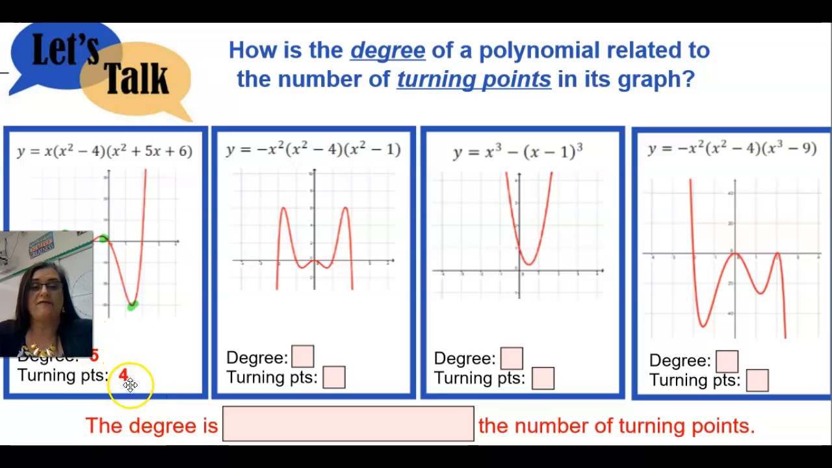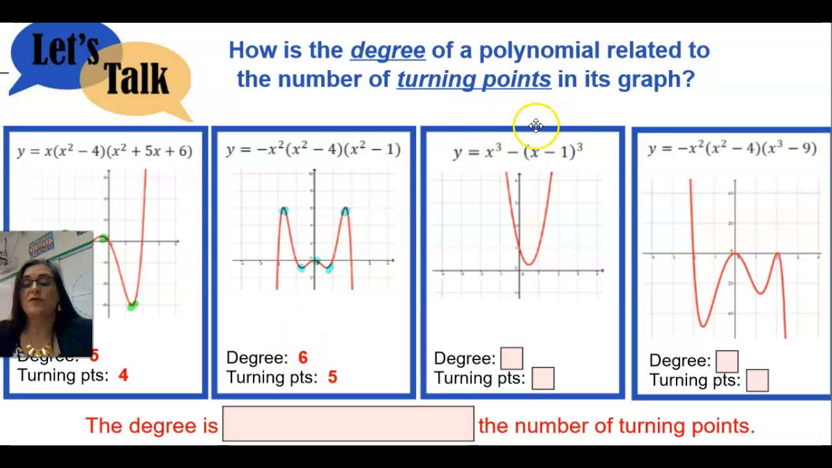So the degree is 5, the number of turning points is 4. Okay, when we look at the second example, again, this is factored form, so we add the degree of each factor. So 2 plus 2 plus 2 is a degree of 6. Okay, then we're going to count those turning points again. So here's a relative max, here's a relative min, here's a relative max, here's a relative min, here's a relative max. So we have 1, 2, 3, 4, and 5. So 5 turning points, but degree 6 in this second polynomial.